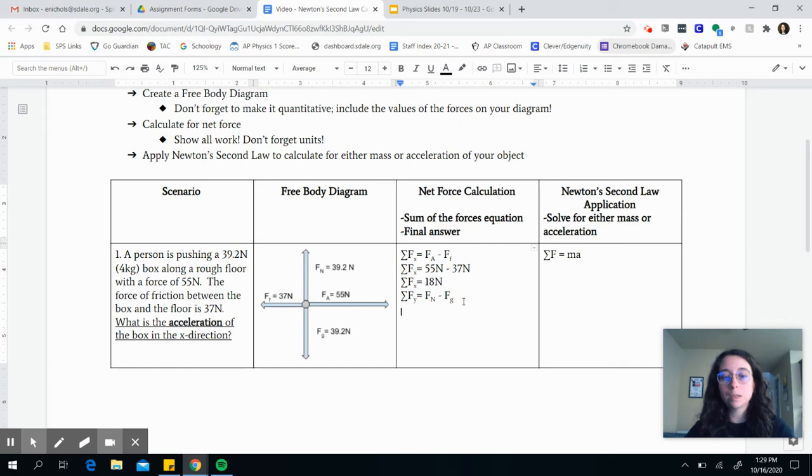I'll copy and paste, and plug in my values, 39.2 newtons minus 39.2 newtons, which is just going to equal 0.